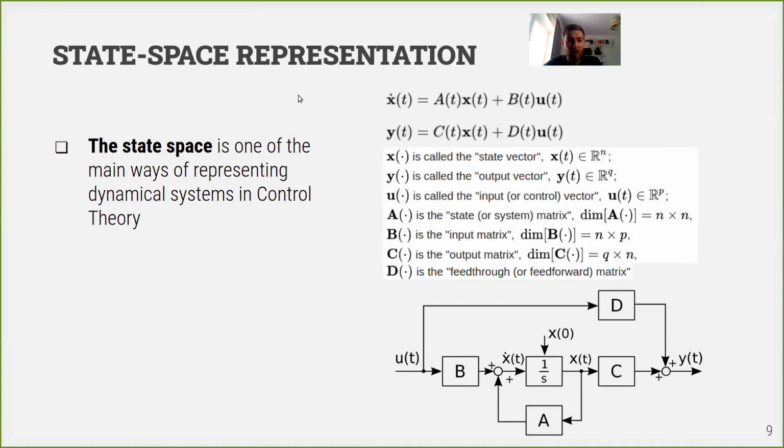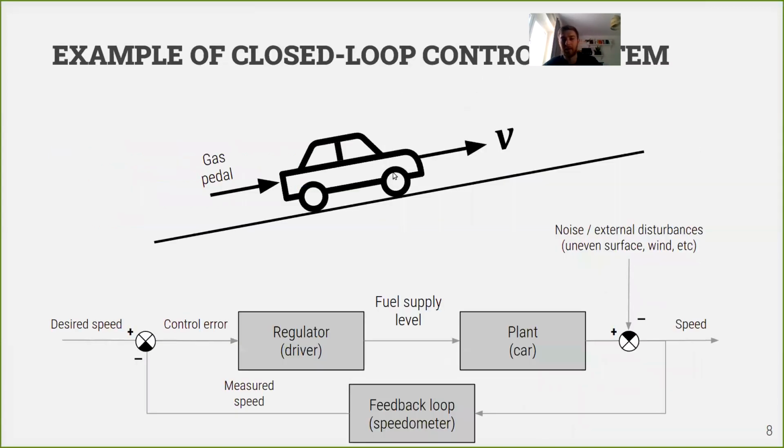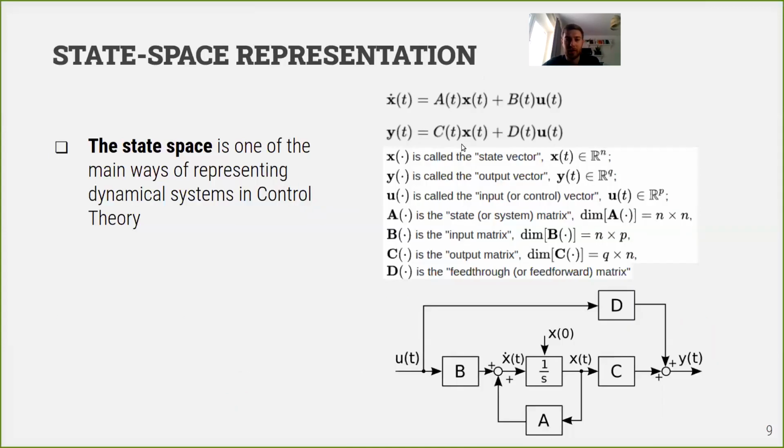So one of the most common ones is a state space representation. The state space is a representation of a dynamic system in control theory with two equations, basically. The first one is the derivative of x, where x is our state vector. In the case of a car, the state vector could be the position and the velocity, maybe some acceleration. So this is just a vector describing the state of our system. That's why this is called state space representation.